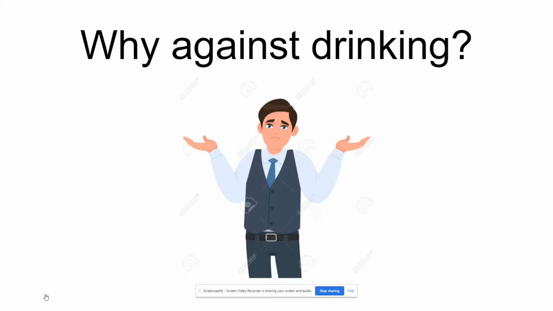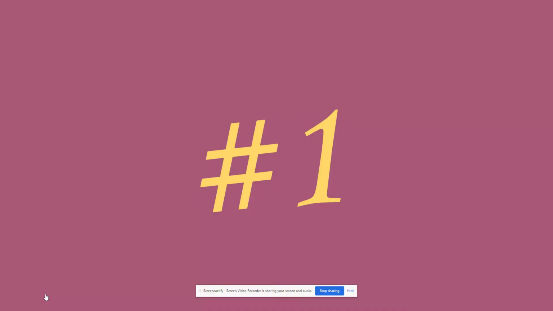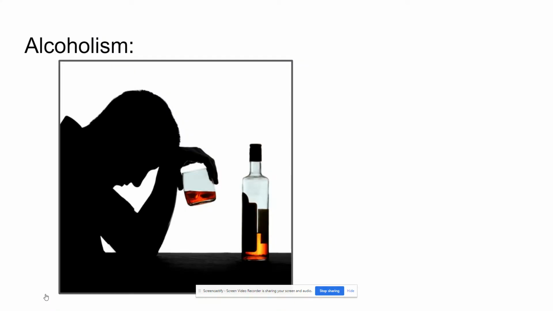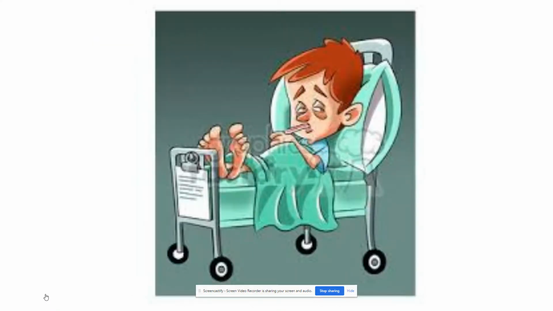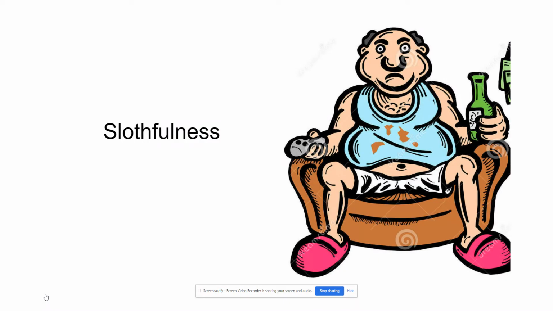Now, why were the temperance people, the temperance movement, why were they against drinking? Well, it's a complicated discussion. They were against alcohol, and the number one reason was because it led to alcoholism. A lot of people struggled, and that created health issues for so many Americans. Now, the number two reason the temperance movement was fighting against alcohol, slothfulness. Basically, just people becoming unproductive. Drinking was making them lazy.